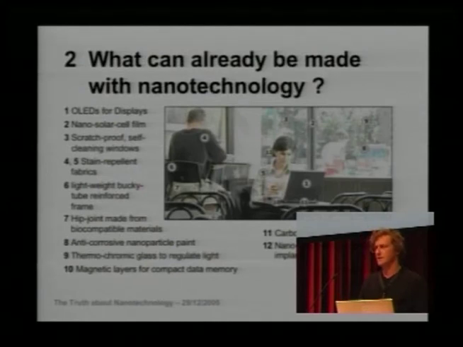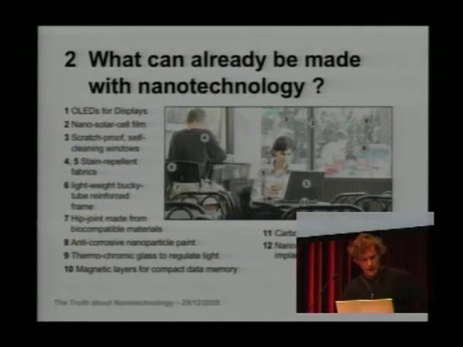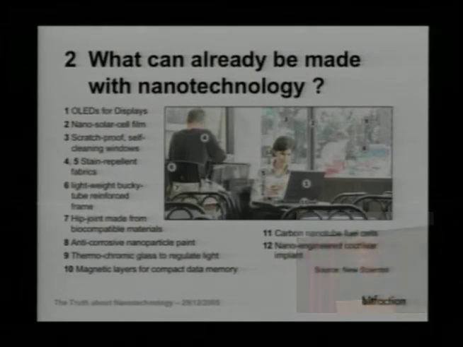There are some companies, the most successful one is called NanoTech, like Gore-Tex. They knew how to name that. And then you have, let's say, number 10, magnetic layers for compact data memory. That's in everybody's hard drive already, the giant magnetoresistance effect that was discovered in the 80s and was perfected for industrial production in the late 90s. So in every of today's hard drives, you have, in this sense, a nano component.